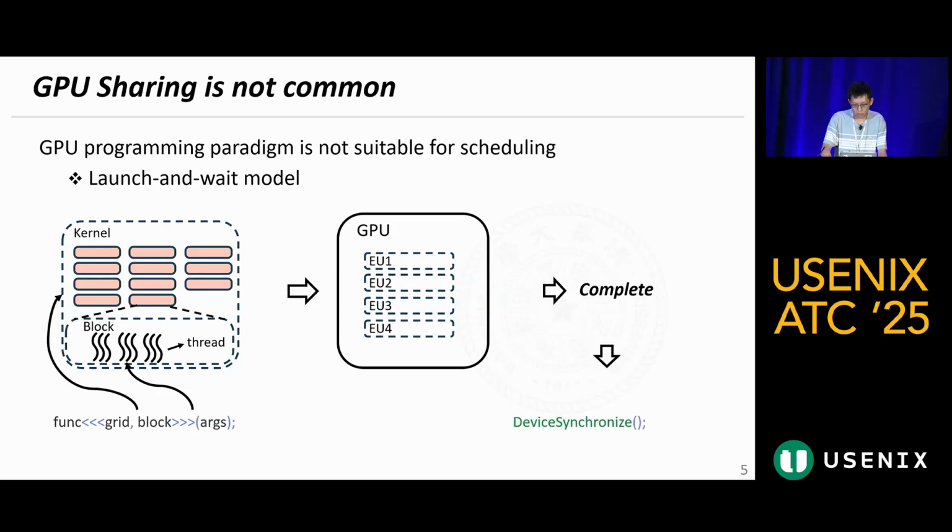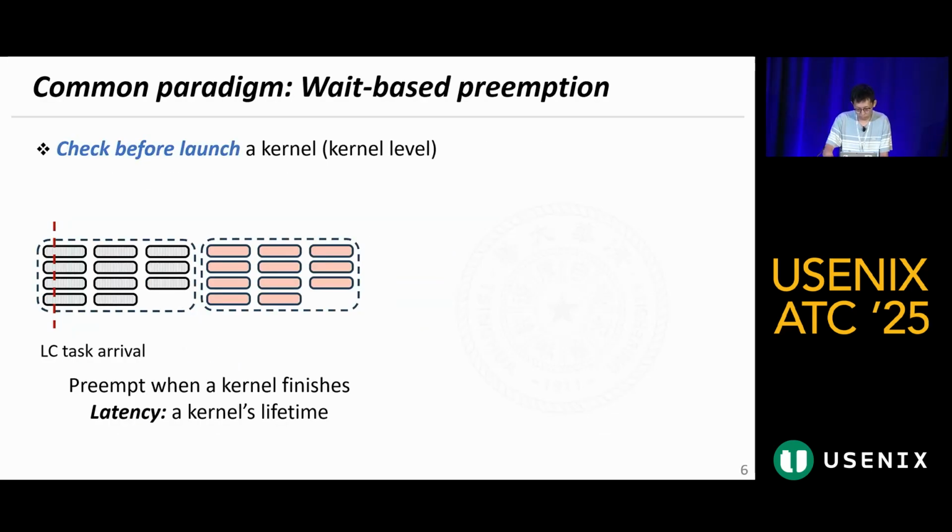The host program calls a synchronize function and simply waits. It only returns after all the blocks have finished. This launch and wait model offers no control to the developer once the kernel is running. Existing works have also attempted to preempt tasks on GPU to ensure the SLA of LC tasks. They can be roughly divided into two categories.